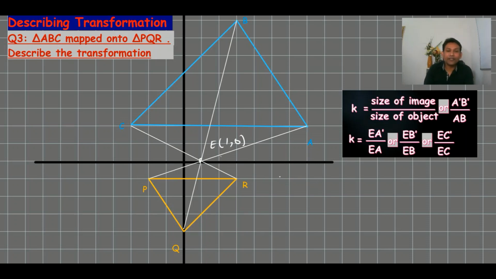Like center we have got it, and the center is between what? Object and image, means K is always negative. Please remember, when the center is between object and image, the scale factor will always be negative.